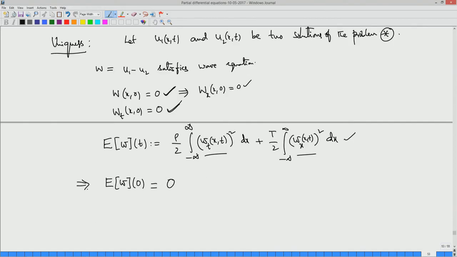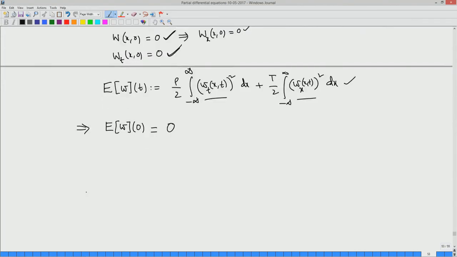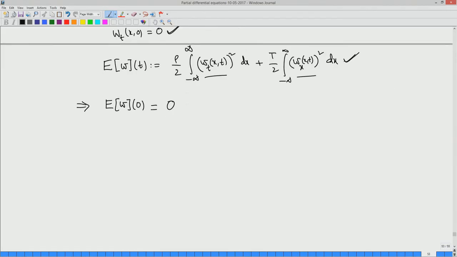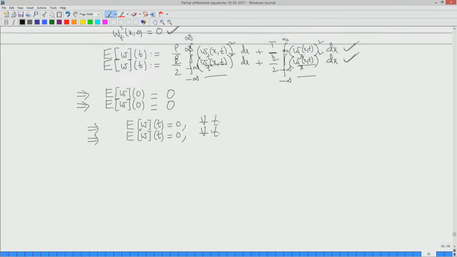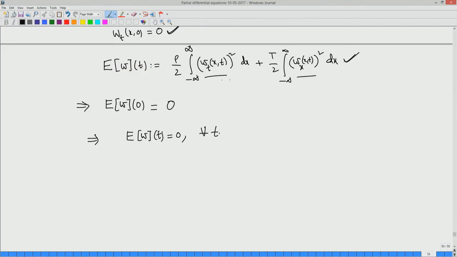If you define this as energy, and this is your energy function, initially the total energy is 0. That implies, because energy is conserved, E_w(t) has to be 0 for every t. And E_w(t) is 0 means this whole thing is 0.